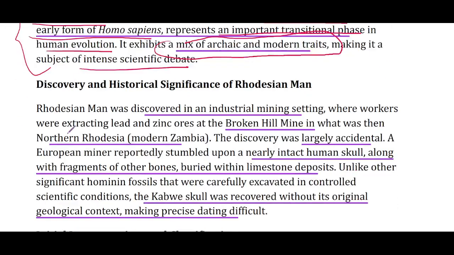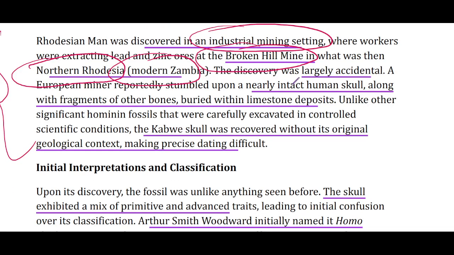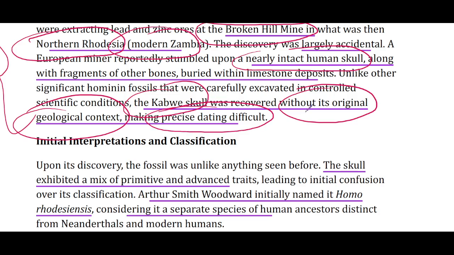Now, as for the discovery, it was largely accidental, found in Broken Hill Mine in an industrial mining setting in what was then Northern Rhodesia, or modern Zambia. So, a miner reportedly stumbled upon a nearly intact human skull along with fragments of other bones, and this skull was recovered without its original geological context, which made its precise dating difficult.